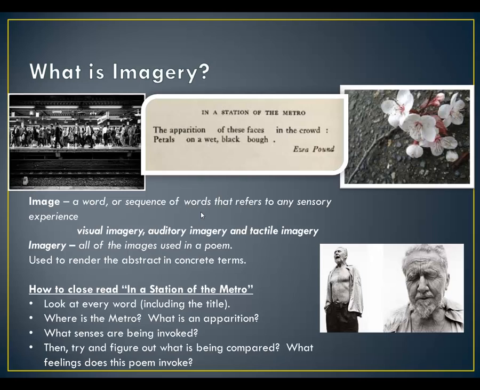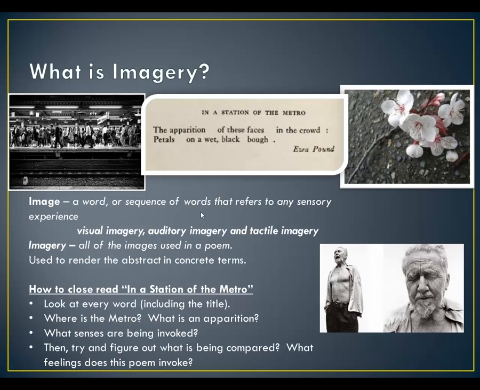Now, just to give you some background, In a Station of the Metro is a poem that Ezra Pound wrote after leaving the metro. He was instantly inspired, and he went home and wrote 30 lines of a poem. And what he realized as he started to revise and revise and revise it is that the essence of the poem was found in these 2 lines. In a station of the metro: The apparition of these faces in the crowd; Petals on a wet, black bough.